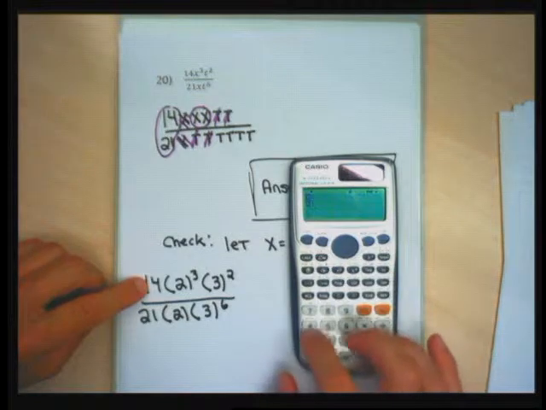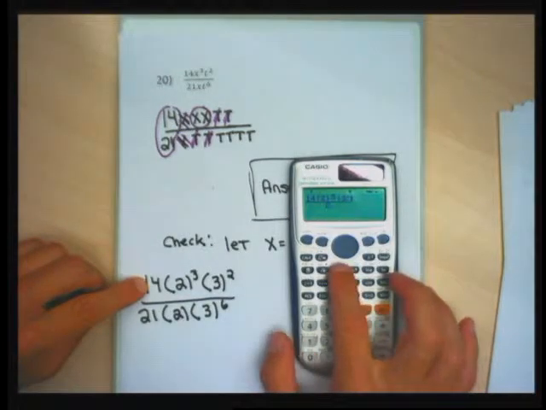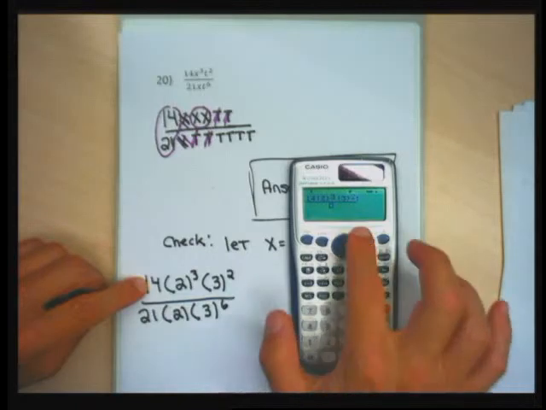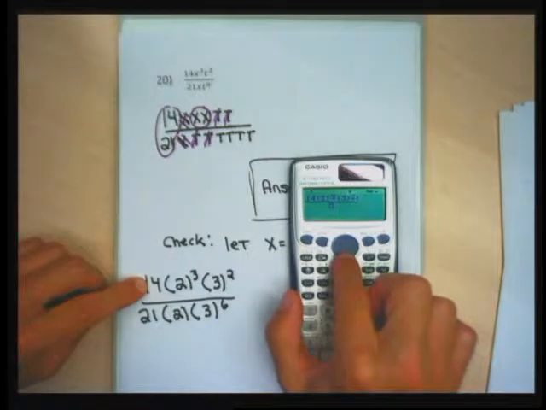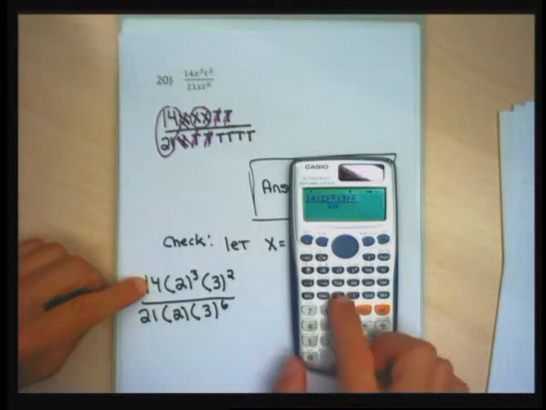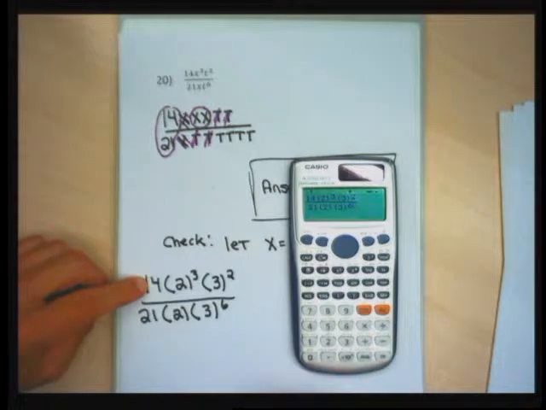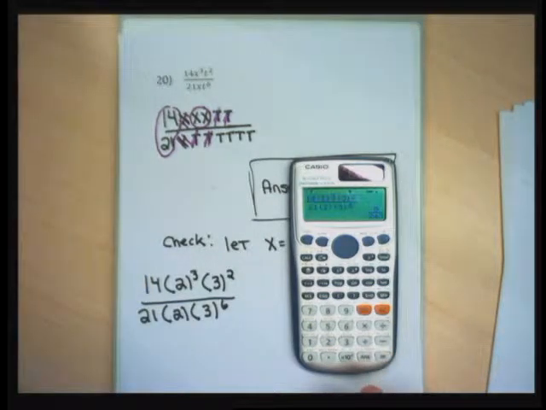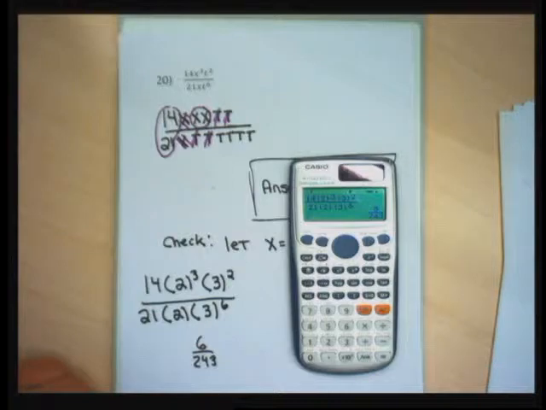First computation, 14 parentheses, 2 cubed, parentheses, 3 parentheses. I could just hit the squared key. When I entered the 2 cubed, I hit my right arrow to get out of the exponent. I'm going to go to the denominator, 21 parentheses 2 parentheses 3 parentheses exponent 6. So that's this fraction. It reduces to 6 over 243. That's plugging the numbers 2 for x and 3 for t in the original problem.